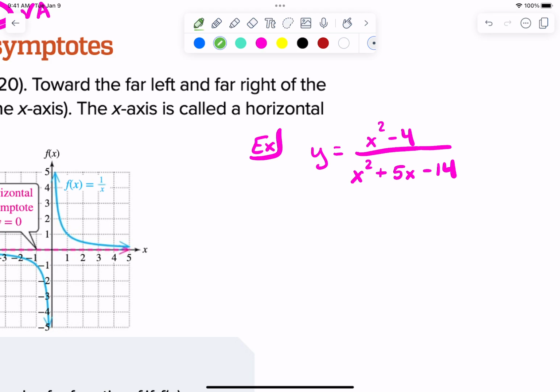Okay. All right, we're going to find 3 things. We are going to find the zeros of the function. We're going to find the VAs. And we're going to find the holes, if any.